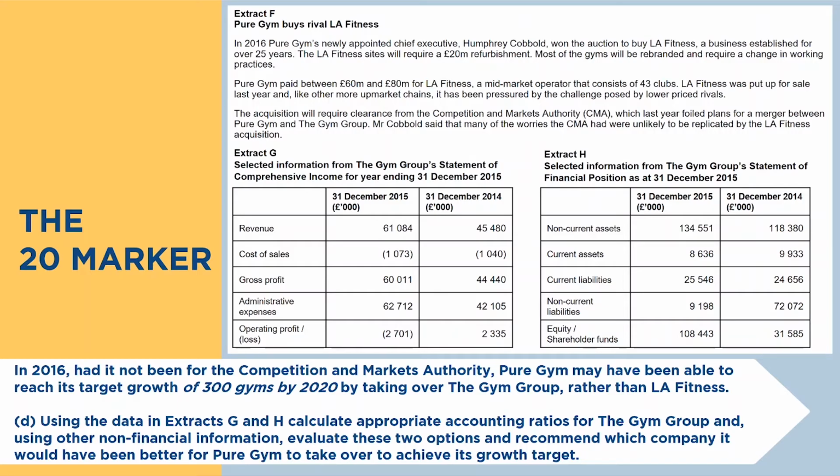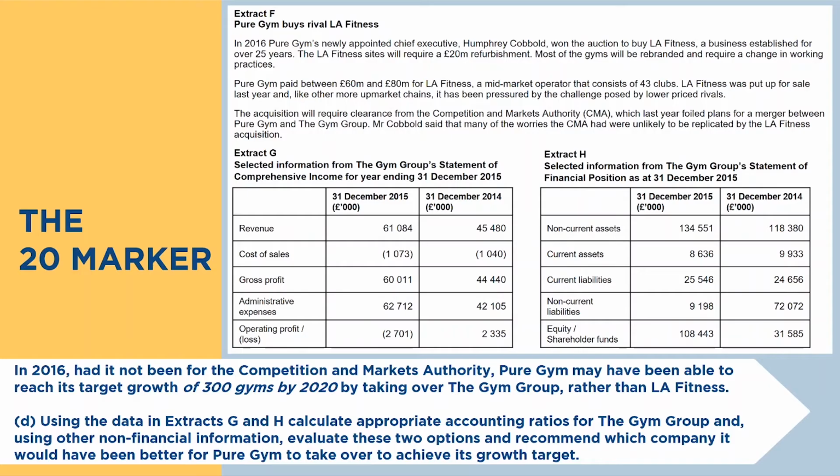So what you've got here is a section on the LA Fitness, which is extract F, and then extract G and H are on the Gym Group. There is one little bit of information that's in another extract that you would know if you were looking at the whole paper. I can't fit all of the extracts onto the screen, so I've put it in italics into the question. It mentions in one of the other extracts that their target growth is to reach 300 gyms by 2020. Obviously this was written in 2016 or 2017 for the 2017 paper.